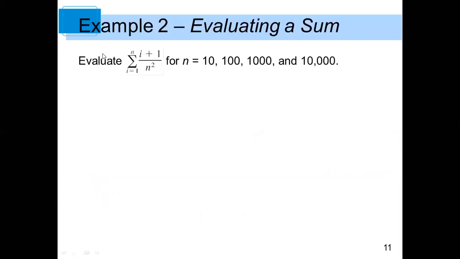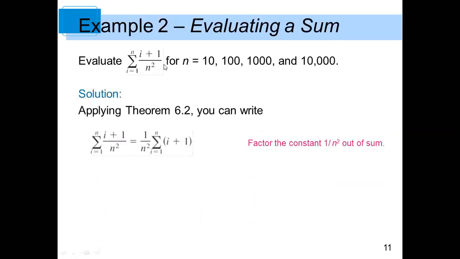All right, so let's evaluate the sum of i plus 1 over n squared for n equals 10, 100, 1,000, and 10,000. So in this formula, i is the index of summation. Any other letters would be understood to be constant. So by theorem 6.2, you can take the 1 over n squared out, factor that out. And then you have i plus 1. Then, since it's a sum of two different things, you can rewrite it as two different sums.